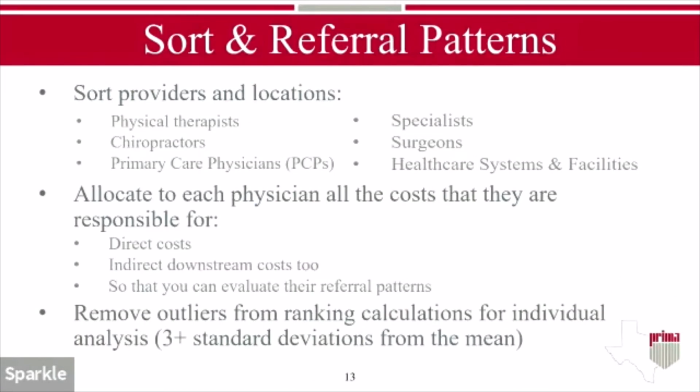Another thing you have to do is you have to sort things in the appropriate categories, get them in the proper bucket so you're comparing apples to apples. You can't compare a primary care doctor or PCP to a surgeon. So you have to sort things out. And then you have to allocate to each doctor all the costs that that doctor is responsible for.